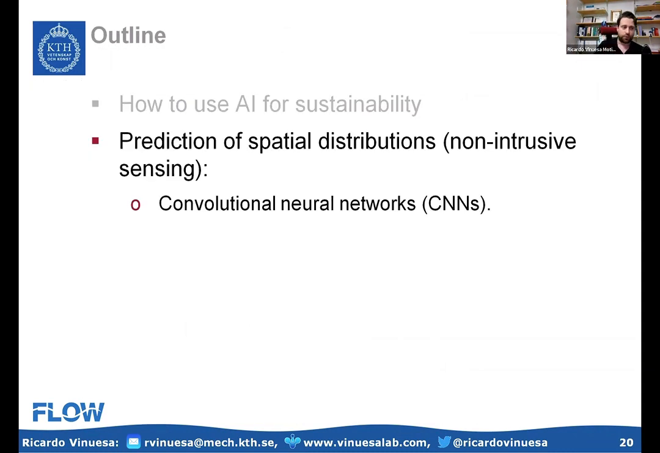And to do this, we're going to do non-intrusive sensing. Here I'm mostly using convolutional neural networks, but we're also going to show results with GANs at the end of the talk. So essentially what we want to do is this problem where we have the building and the flow, and we use the information at the wall to predict what happens above the wall.